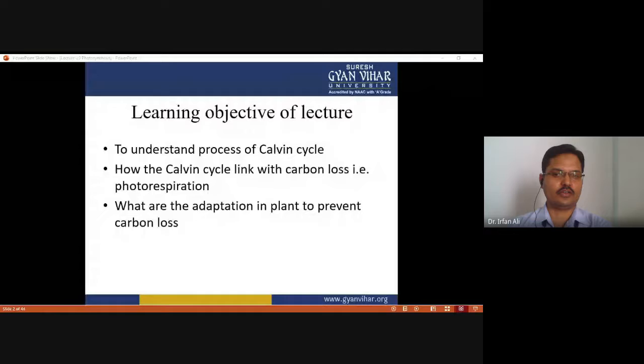These are the learning objectives of today's lecture: to understand the process of the Calvin cycle and the various reactions that occur in it, and how the Calvin cycle links with carbon loss. The Calvin cycle is generally carried out for carbon fixation, but carbon loss is also linked with the Calvin cycle through photorespiration, and we will see what adaptations in plants prevent carbon loss or photorespiration.